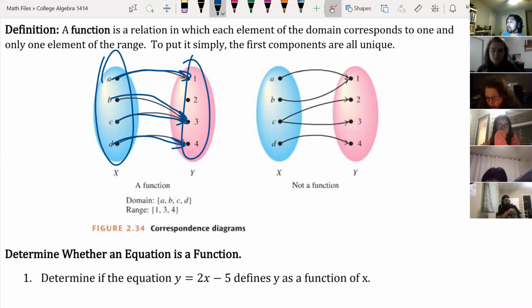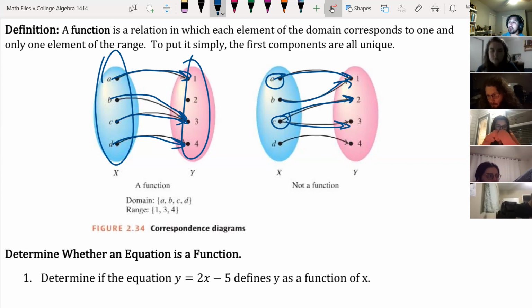What is not okay is if one X value has multiple Y values, which is in the picture to the right. So here we have A going to 1, perfect. B going to 1, that's good. Multiple X values, same Y value. Okay. But then you have C going to 2 and going to 3. So this is not a function.